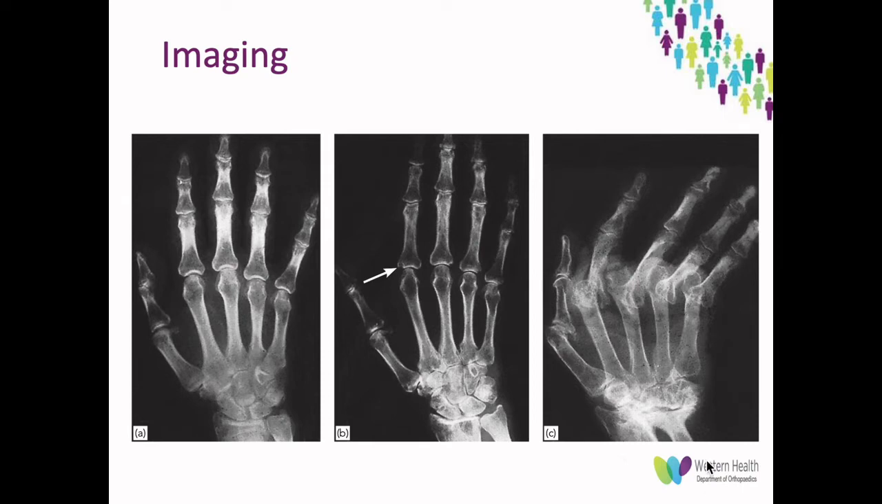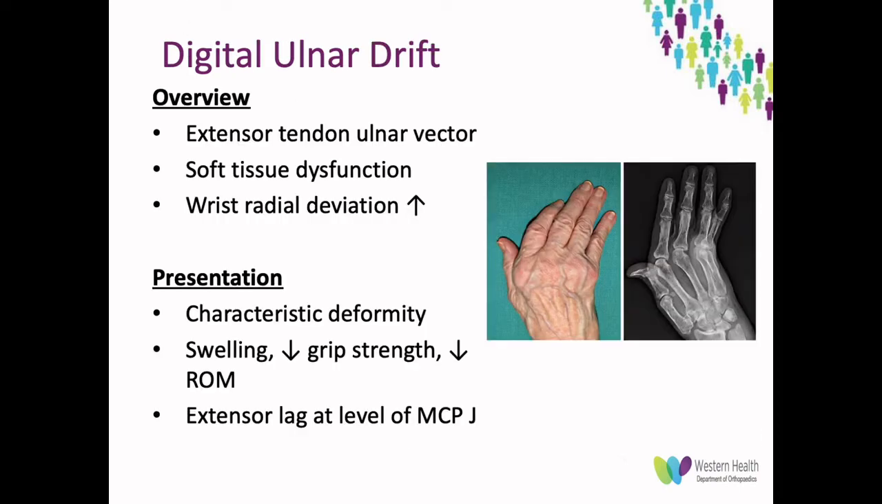Then in terms of imaging, plain radiographs are the mainstay, looking at joint congruity and alignment, joint space narrowing, any cyst formation, marginal erosions, and periarticular osteopenia. And advanced imaging, MRI, CT, even ultrasound can be used to provide further information to confirm findings of a thorough exam.